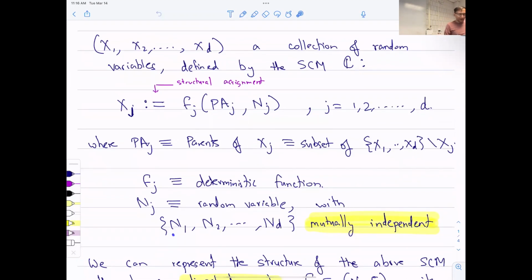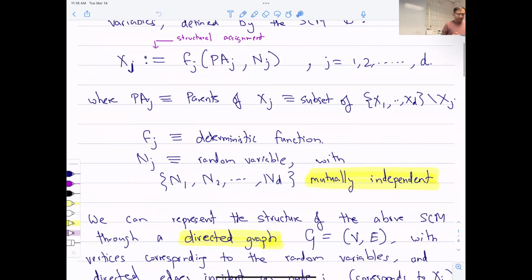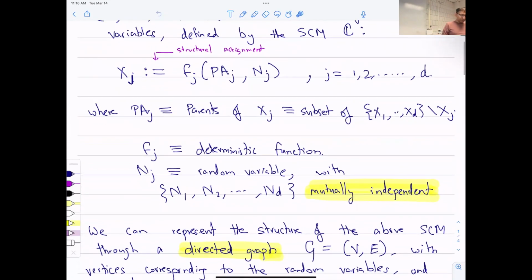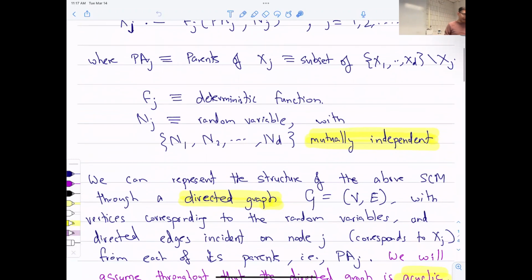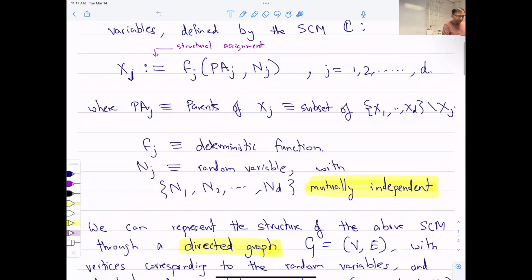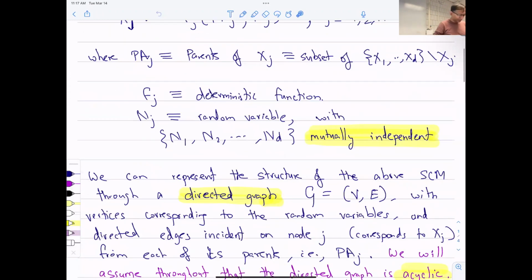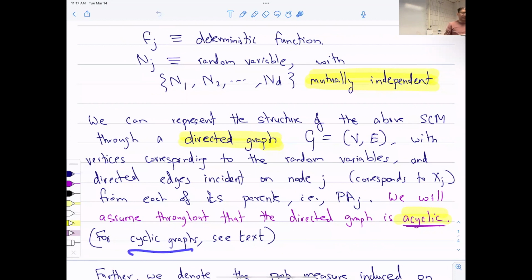We also assume n1 through nd. So there are d variables, and so there are n1 through nd random variables. We assume that they're mutually independent. And we further assume that the parent structure is such that the induced graph is acyclic. So we have a directed acyclic graph. Given the structural equations, you can figure out parents for each node, put this whole thing together as a graph. I'm going to assume this is a DAG. If it is not a DAG, then read the text. There are more issues. I'm not even going to get into that. I'm going to only stick to DAGs in this discussion.